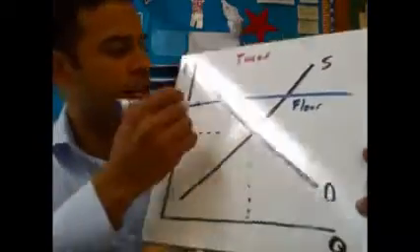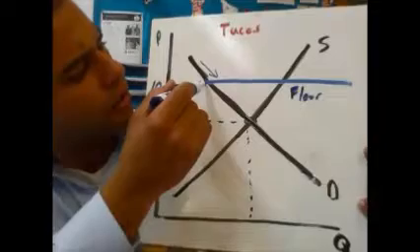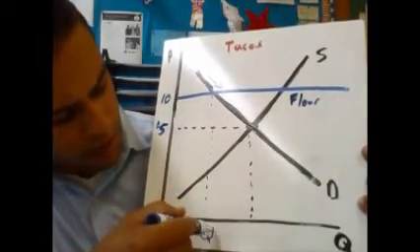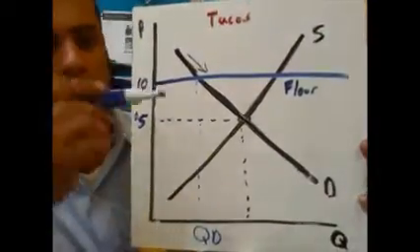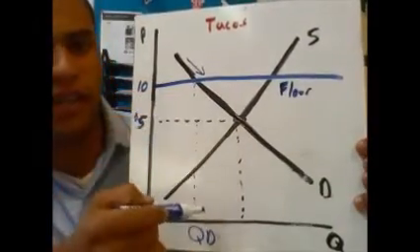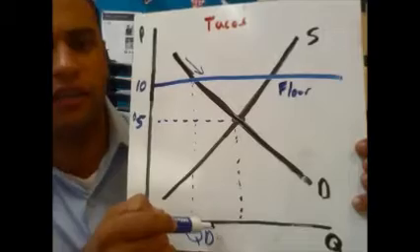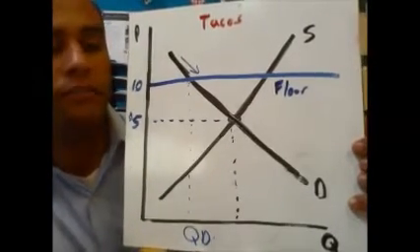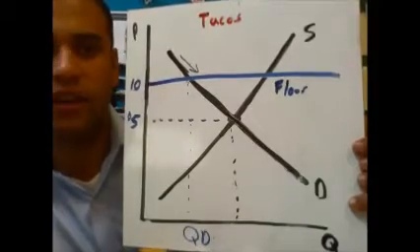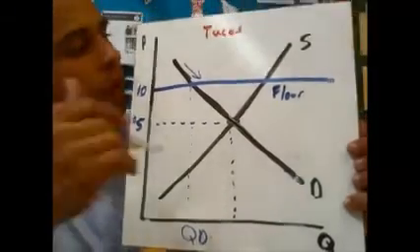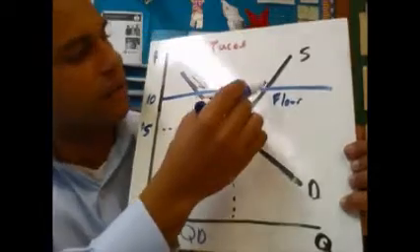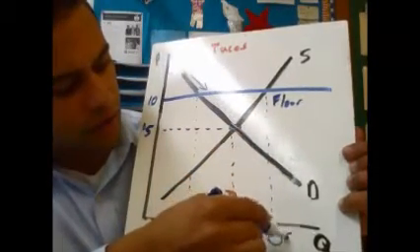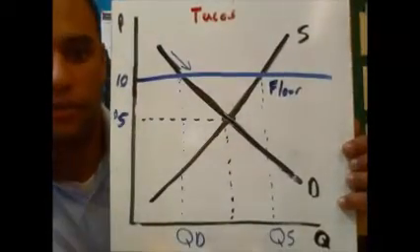Now what we end up seeing is that now we have a smaller quantity demanded. Quantity demanded is now way, way over here. It's much less than it was at $5 for obvious reasons, right? Well, now they're more expensive. People don't want as many. But suppliers, seeing that they can now sell tacos for $10 each, are more motivated to make tacos, and so you see a quantity supplied that's much higher than it was at equilibrium.